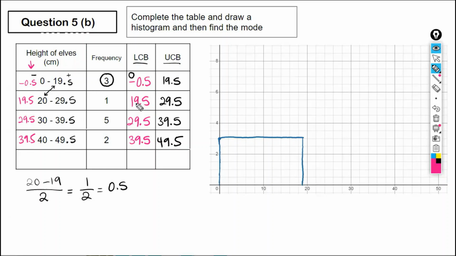The next rectangle starts at 19.5, where the other one left off, and ends at 29.5. And how high is that one? Only 1.